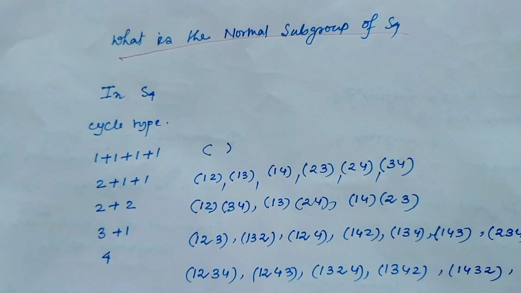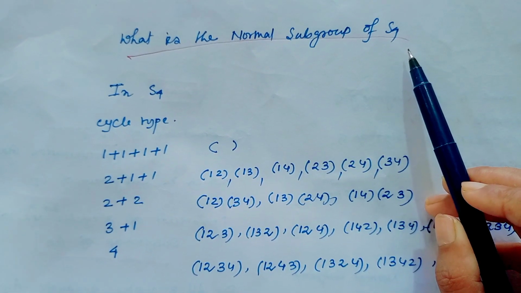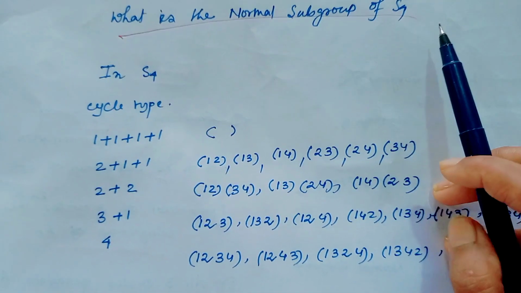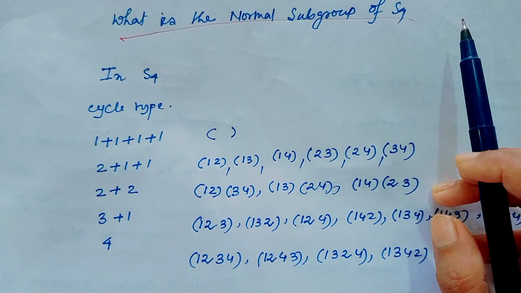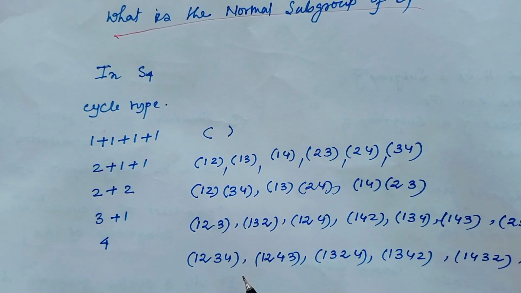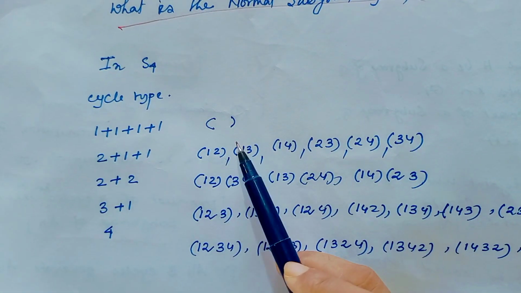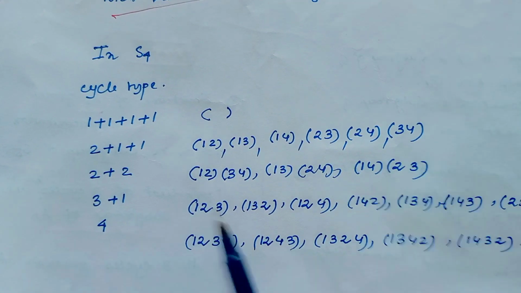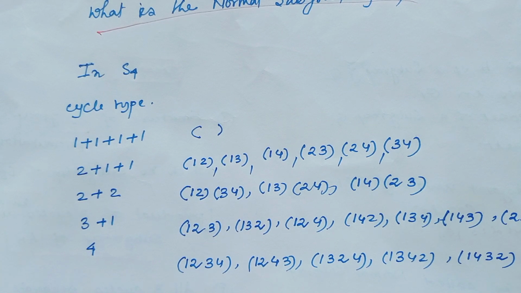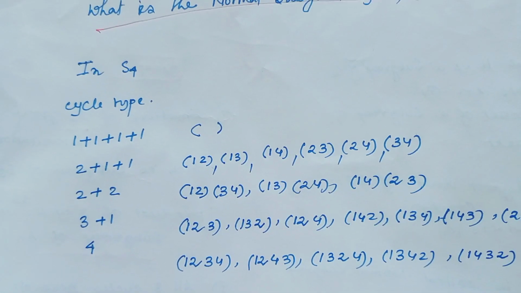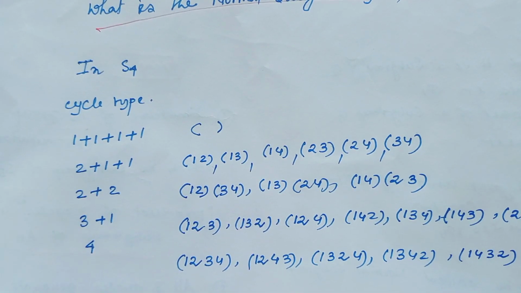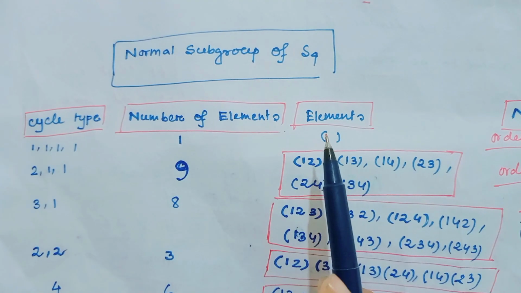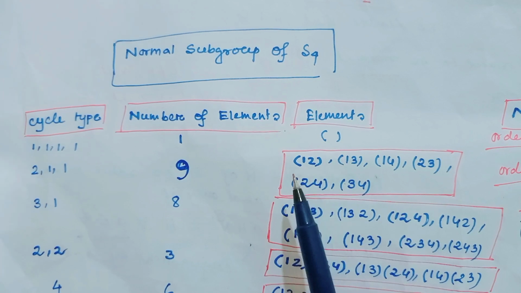Now I will say what the normal subgroups of the permutation group S4 are. To find the normal subgroups of S4, at first we have to find what the cycle types of S4 look like. We all know the cycle types of S4 are: the trivial cycle, the 2-cycle with 1-cycles, the 2 plus 2 cycle, the 3-cycle and the 4-cycle. And in a subgroup, if every element of a conjugacy class is contained in the subgroup, then that subgroup is obviously a normal subgroup. How does this normal subgroup of S4 look? At first I will look at the subgroups of S4.